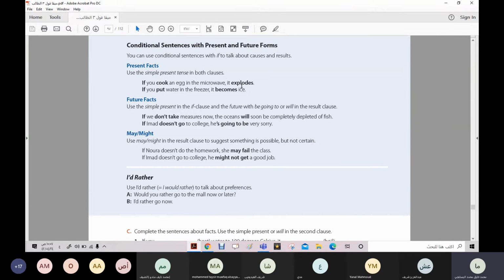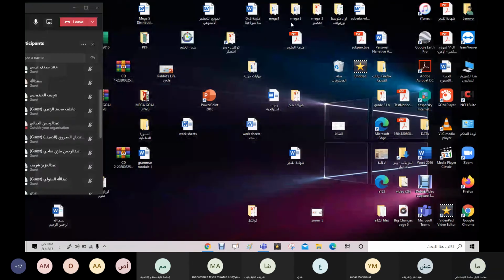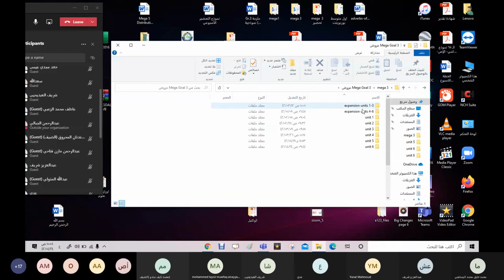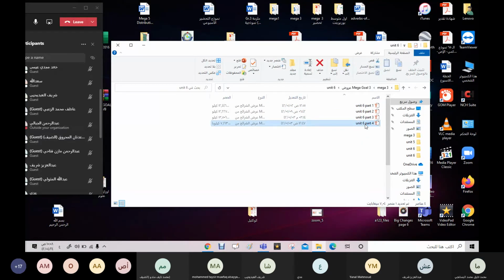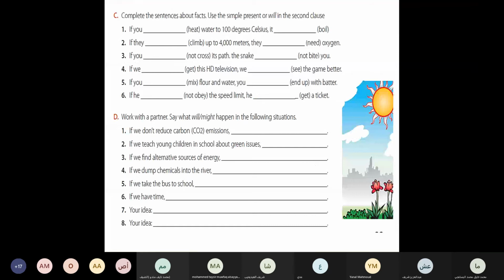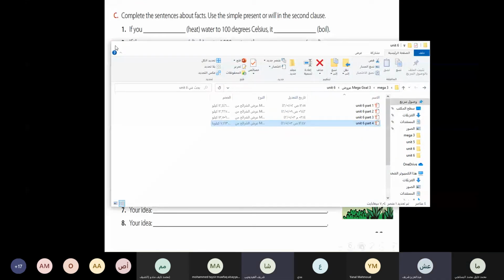Go directly to exercise C together. One minute, please. Okay. Look at your books on page 96, please. Exercise C. Is it clear? Yes, teacher. Yes.